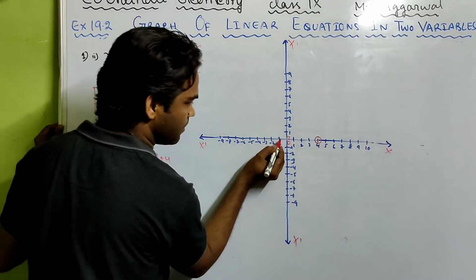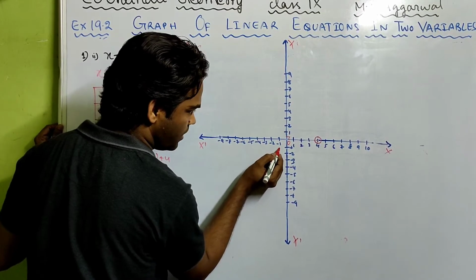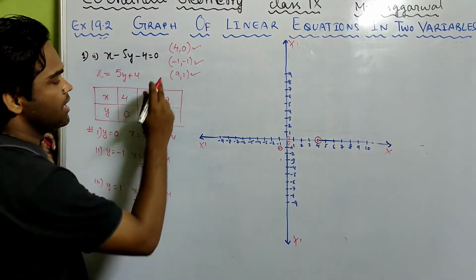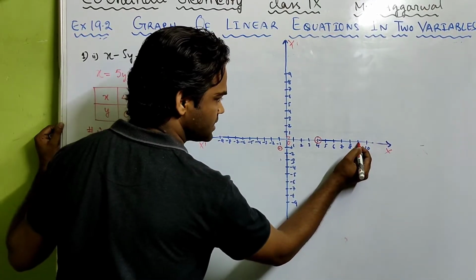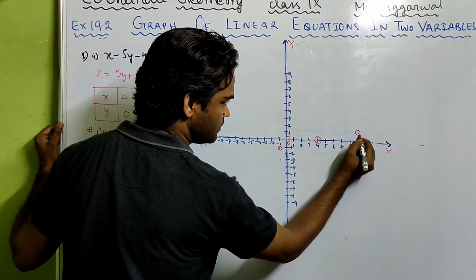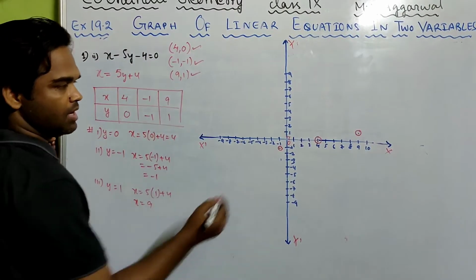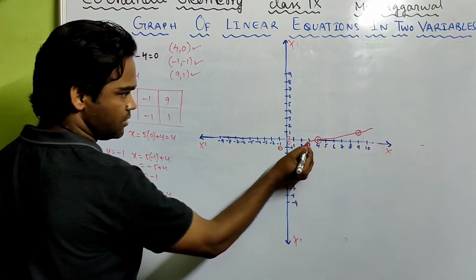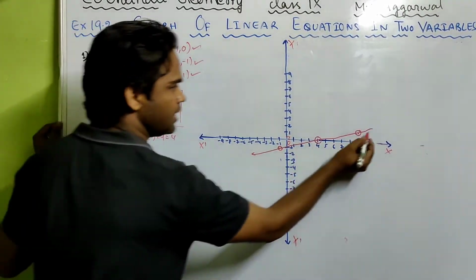Minus 1 comma minus 1. Over here. 9 comma 1. X is 9. Y is 1. Over here. Am I correct? Now when you join this, you'll get a straight line.